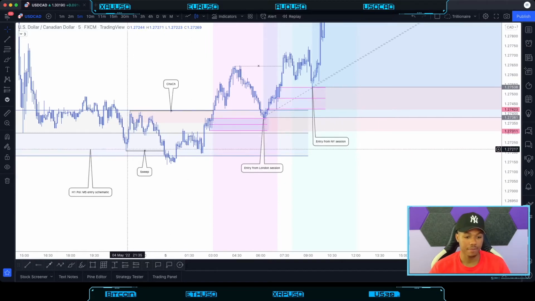So as you guys can see here, this is what I would consider my sweep. So we mitigated this higher time frame point of interest and price moved to the downside, taking out this lower low here with a newfound lower low.